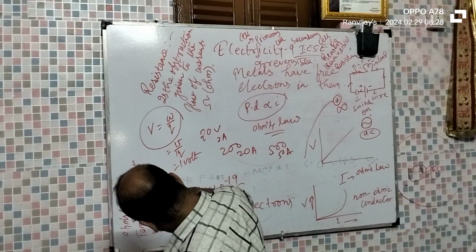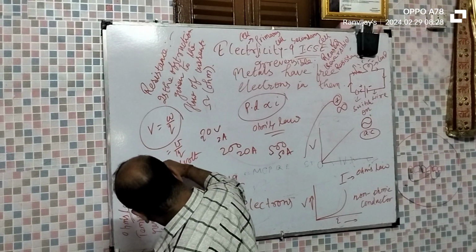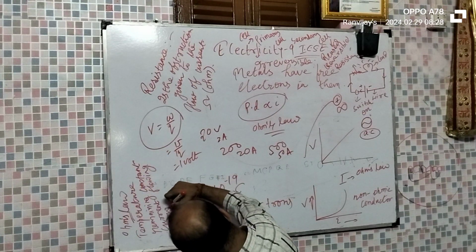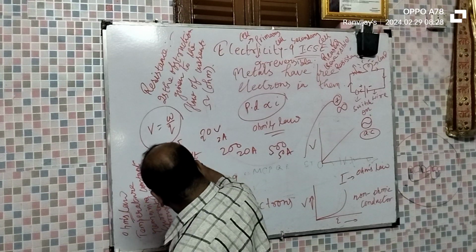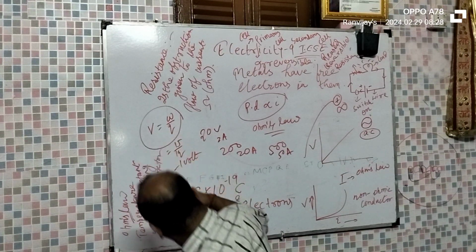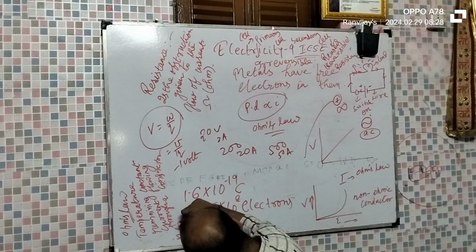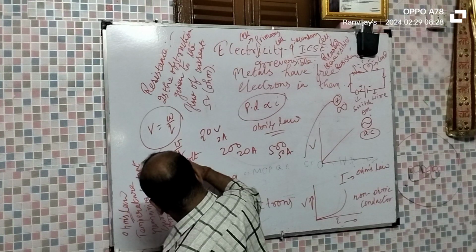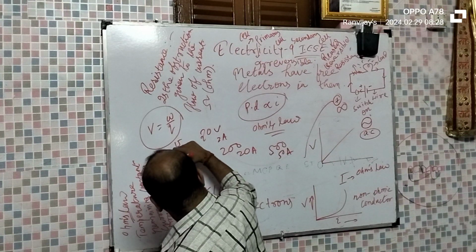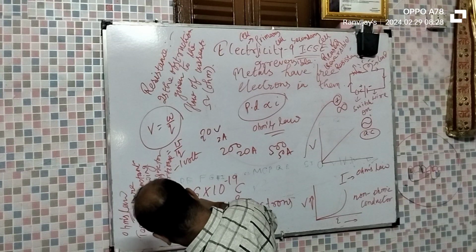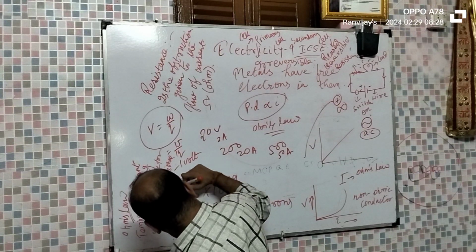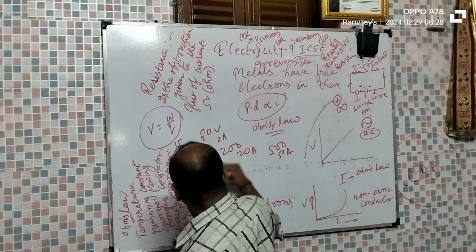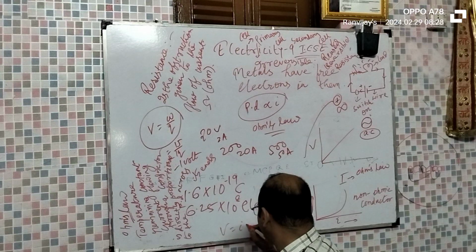current flowing through a conductor is directly proportional to the potential difference across its ends. Okay. Now what is the expression for Ohm's law? That is V equals to IR.